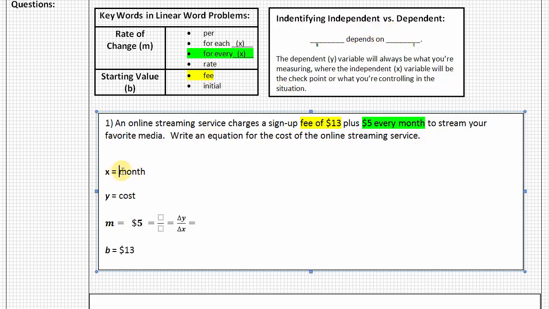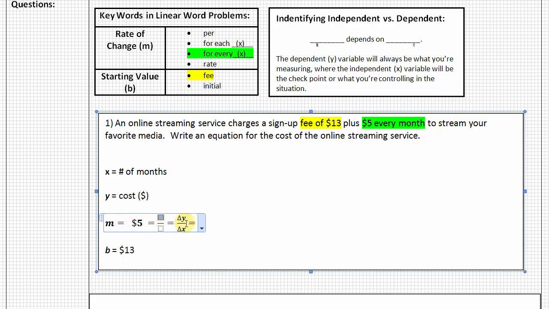And so x is the number of months. And the cost, the y, is the cost. And we're talking about cost in dollars. So that helps us out a little bit more. We could go ahead and write an equation. We could also use the whole slope-intercept.